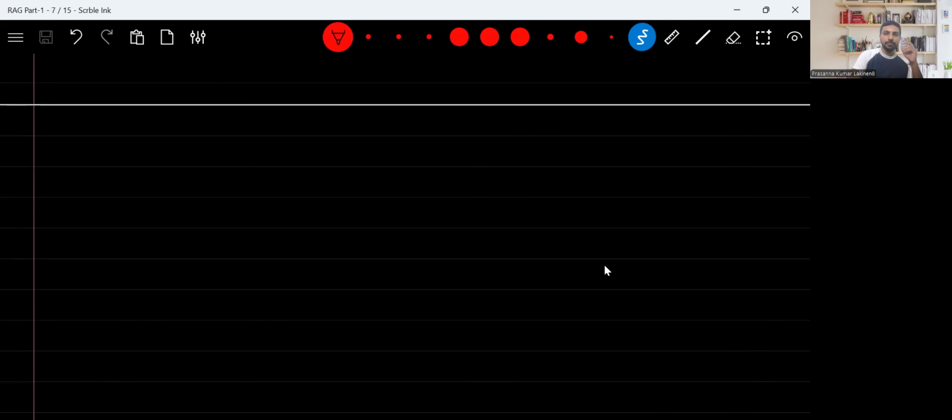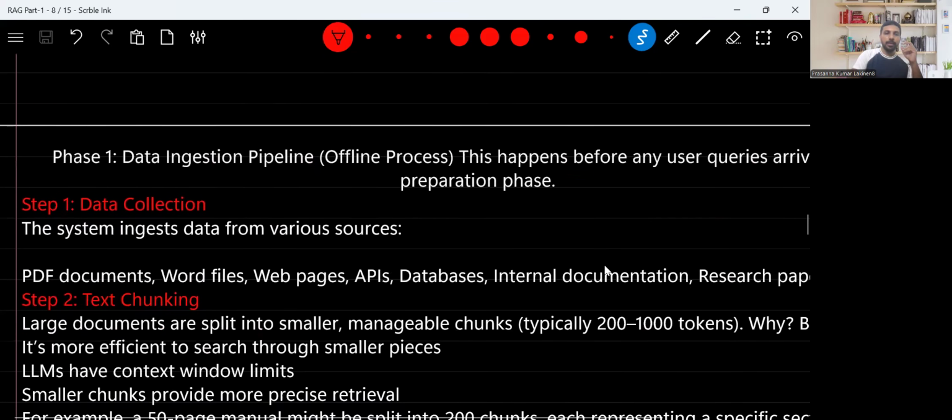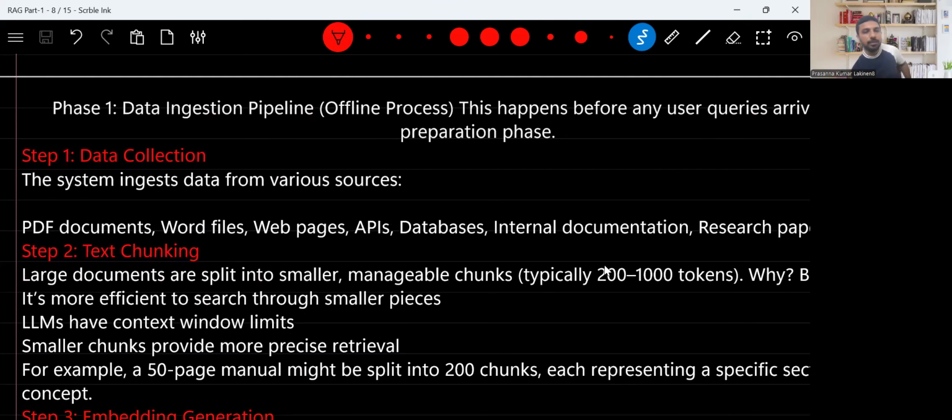Here we can see the phases of RAG. I am going to explain the phases of RAG. So this is phase 1, the data ingestion pipeline. That means this is an offline process. This happens before applying your query to the database.